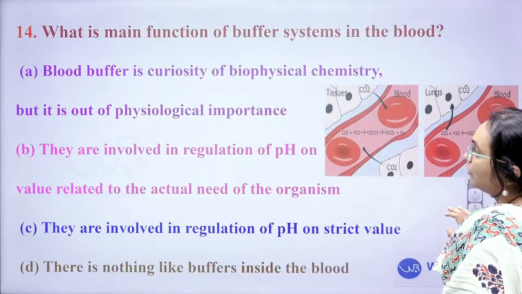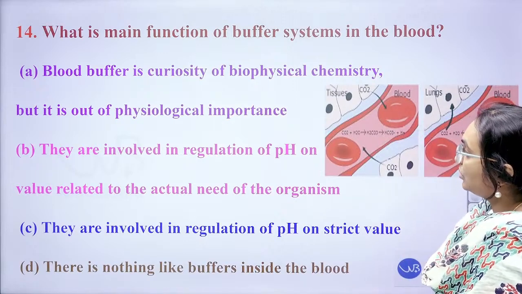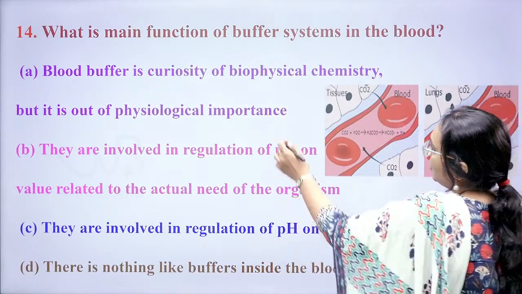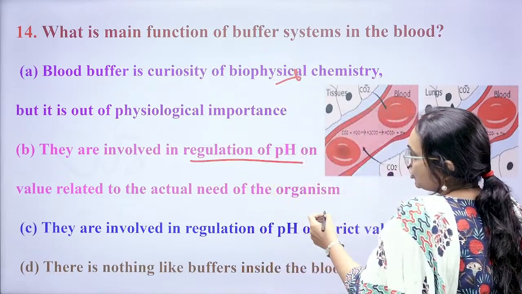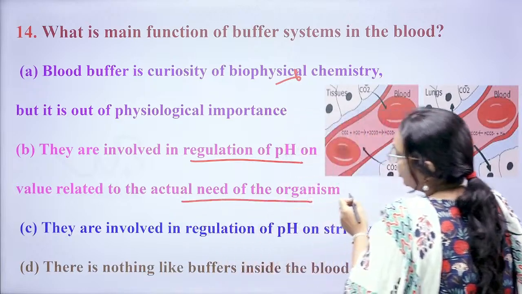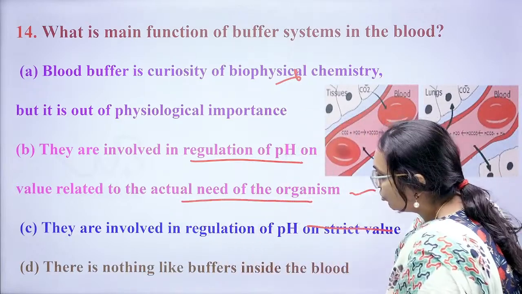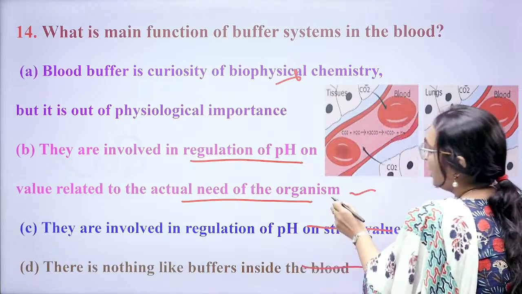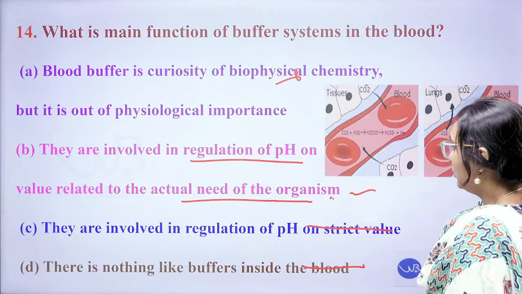Next, what is the main function of the buffer system in the blood? Blood buffer is a curiosity of biophysical chemistry. They are involved in regulation of pH on a value related to the actual need of the organism. They are involved in regulation on a strict value. No, it is nothing like buffers. No, the answer is B. They are involved in the regulation of pH. Okay.